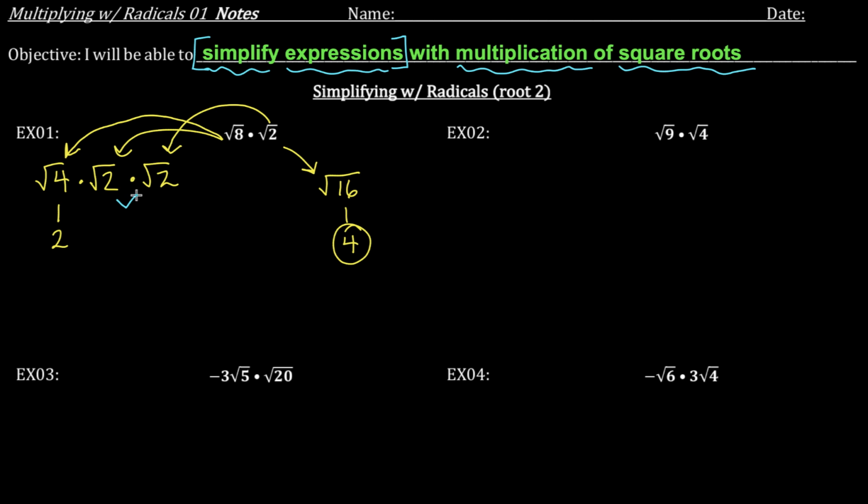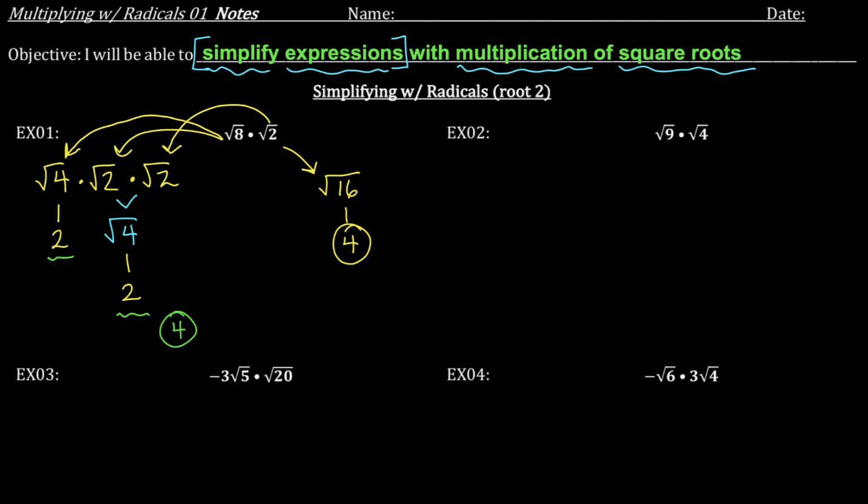The square root of 2 times the square root of 2 is the square root of 4, which becomes 2 again. So then we're left with 2 times 2, which is just 4. Seems complicated, right? If you can do it like this, I would do it like this. Let's try this next one.